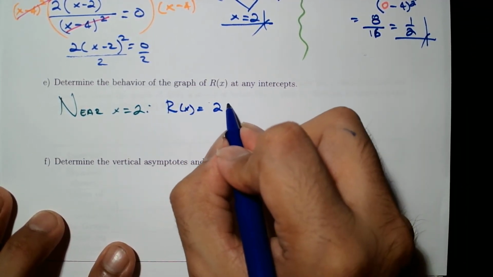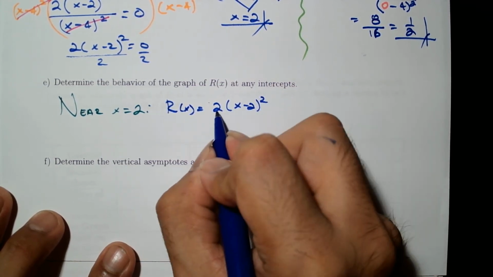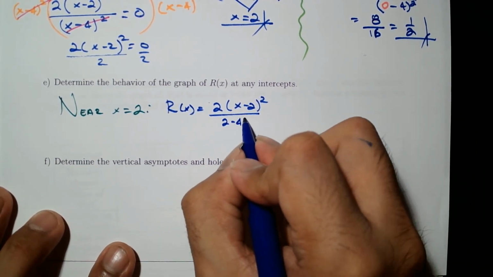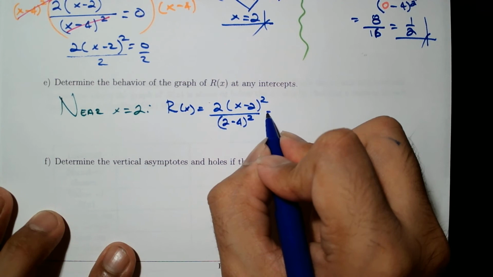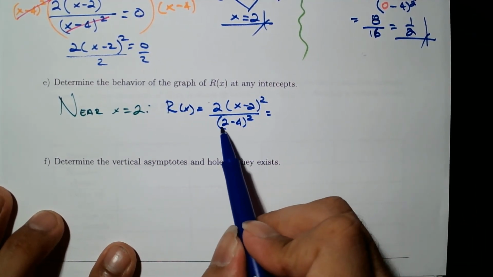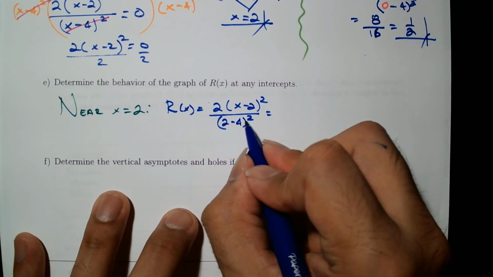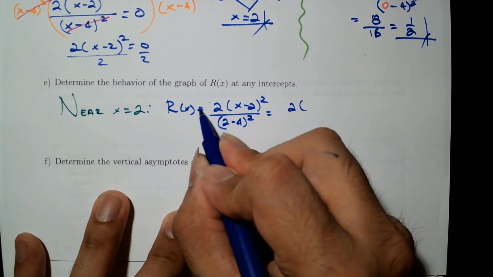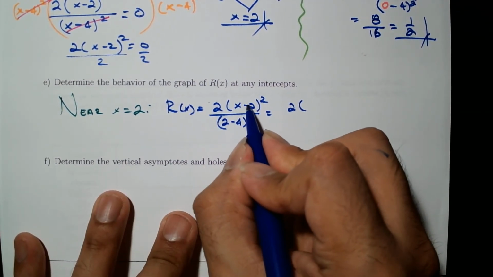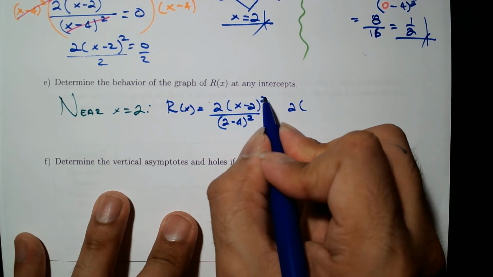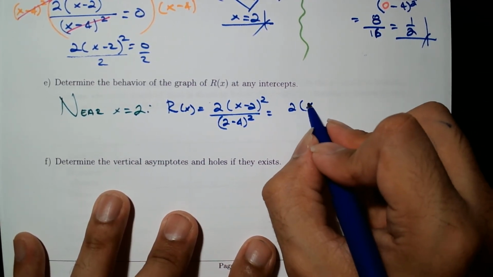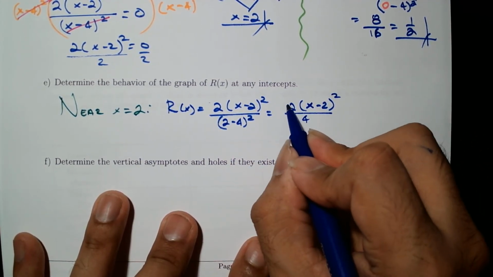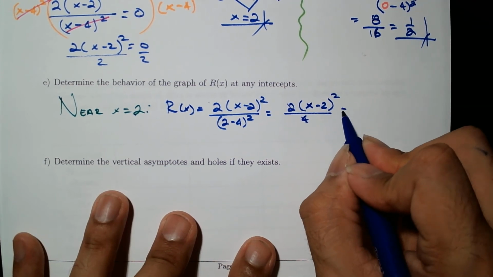Which is 2 times (x minus 2) squared divided by (2 minus 4) squared. Okay, so 2 minus 4, what is that? That's a negative 2, but negative 2 squared is 4. Notice I didn't plug in 2 over here in the numerator because 2 minus 2 is going to be equal to 0, and otherwise we wouldn't get the information that we want. Squared and then divided by 4. 2 divided by 4, that's going to give me 1/2.